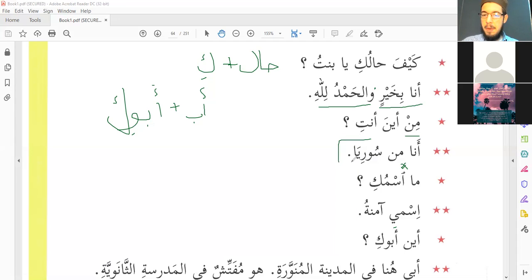Notice that Surya is mabni, right? Normally it would have to be majroor, right? But it is mabni on the alif, and so it doesn't demonstrate grammar, even though it is fi mahal il jar. It is in the genitive case, even though it doesn't show it. Masmuki, ismi amina, all of that is beyond translation, I think. Aina abuki, where is your father? Let's have Sister Musarrat translate the response to that, because that's where it starts to get interesting.